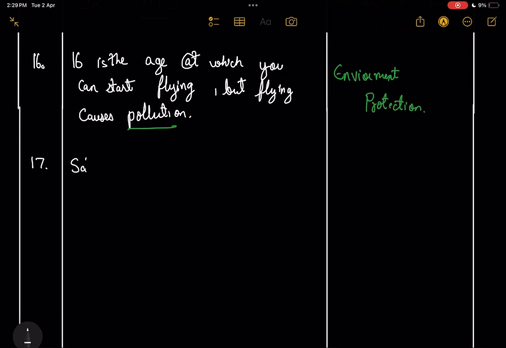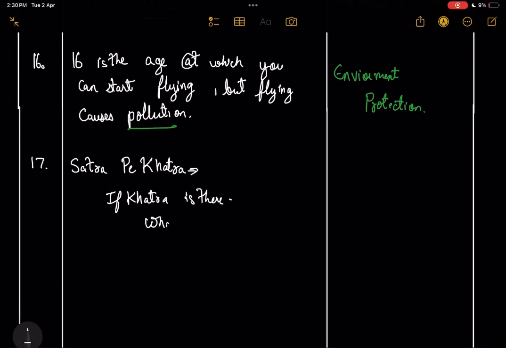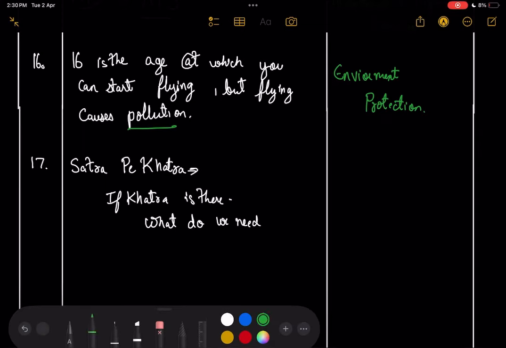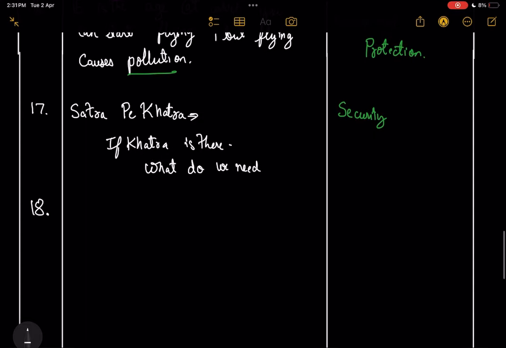For Annex 17, the memory aid is "17 pe khatra". You would have heard about this. Now when we have khatra, if khatra is there, what do we need? We need some security for it. So Annex 17 refers to security. 17 pe khatra, for khatra we need security, and Annex 17 is security.